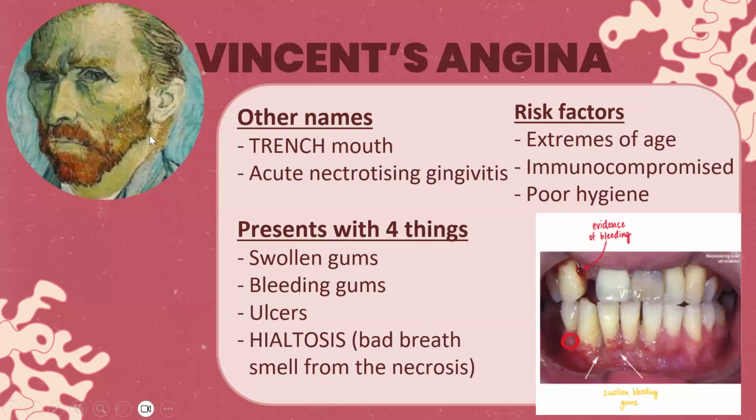Now let's go to Vincent's angina. I like to remember it by Vincent van Gogh. Another name is acute necrotizing gingivitis, or trench mouth. We have these signs: swollen gums, a lot of bleeding, a lot of ulcers, and halitosis. So this is the image for Vincent's angina.